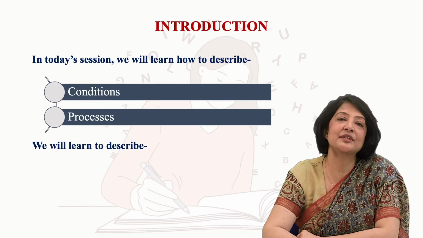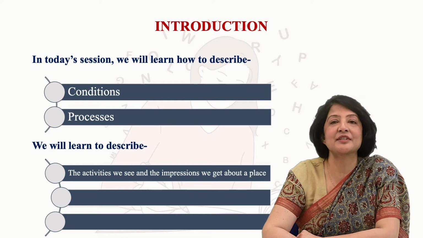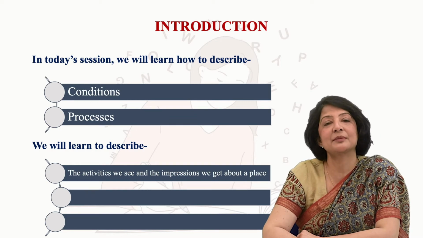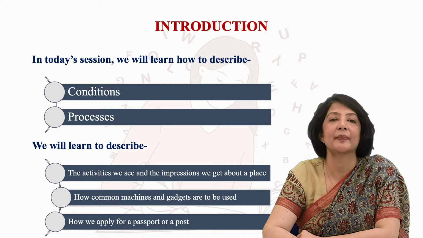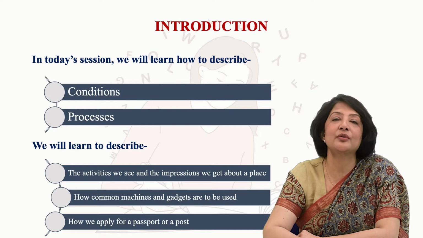We will learn to describe: 1. The activities we see and the impressions we get about a place. Number 2. How common machines and gadgets are to be used. Number 3. How we apply for a passport or a post.